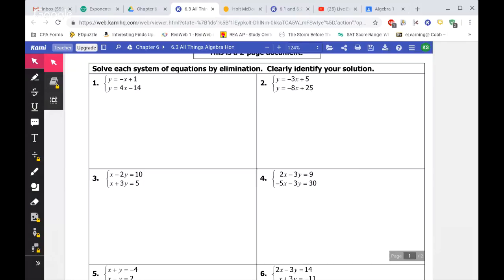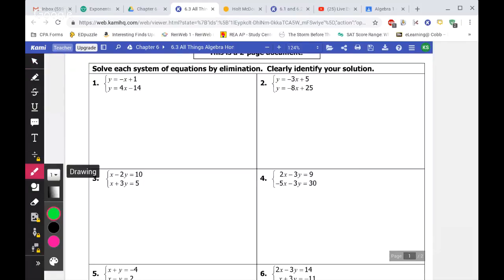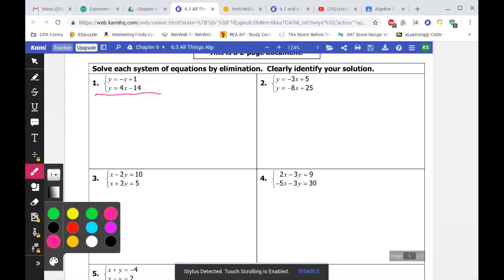So in this case, we'll eliminate the y variable. If the coefficients are the same and the signs are the same, we use subtraction. So we'll subtract the bottom equation from the top. So y minus y, it leaves us with a 0. And then a minus x minus a 4x is going to give us a negative 5x. And then a 1 minus a minus 14. That's going to change that second minus to a plus. So that's going to give us 15.